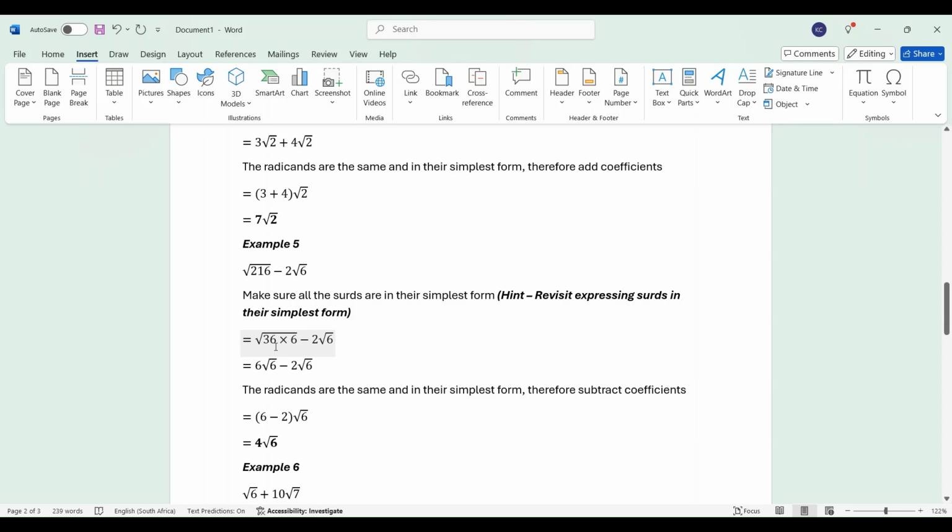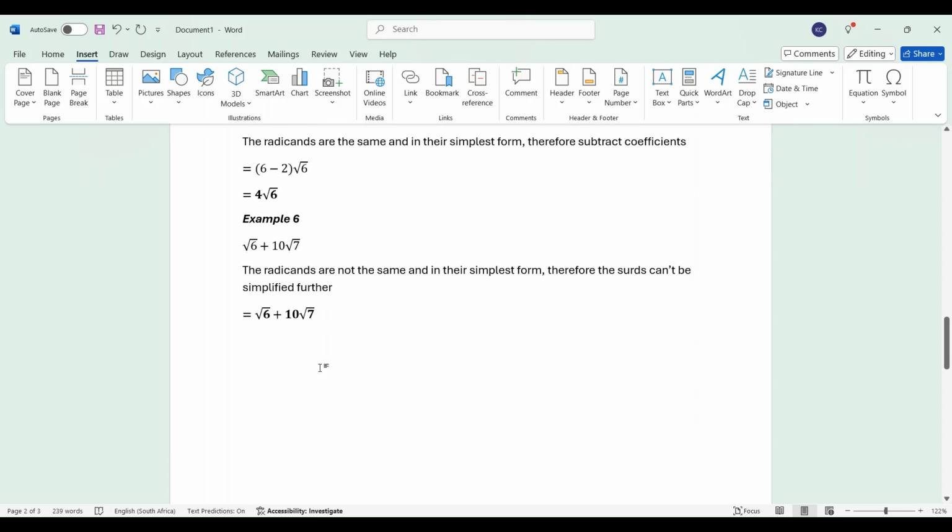But root 36, we know it's 6. So root 216 reduces to 6 root 6 minus 2 root 6. If we can now see, the radicals are now the same, therefore we can subtract the coefficients. So 6 minus 2, we end up getting 4. So our final answer becomes 4 root 6.